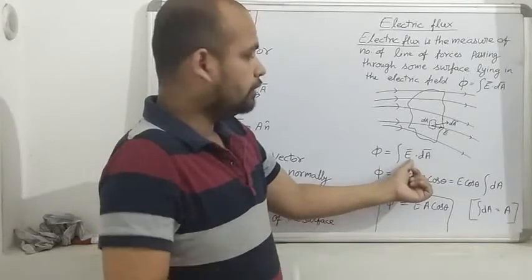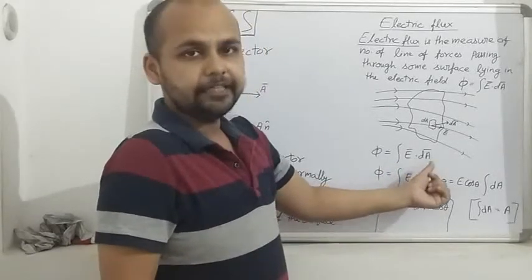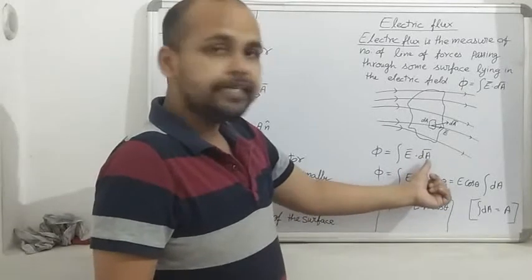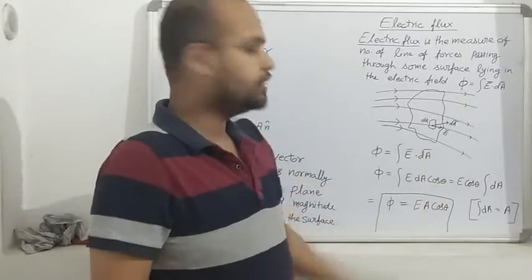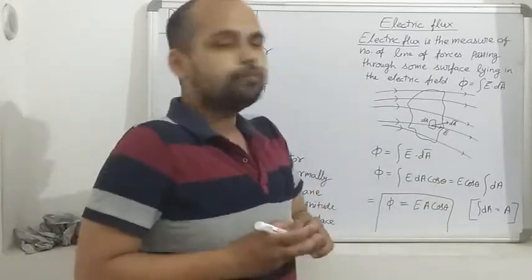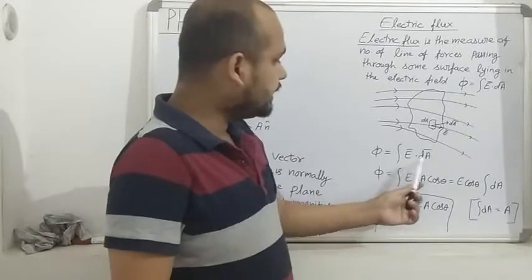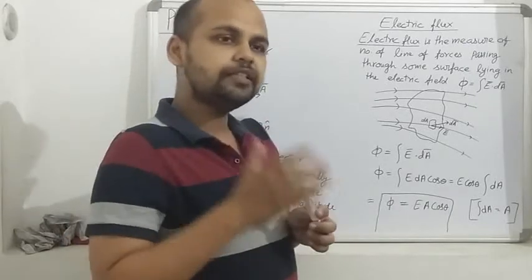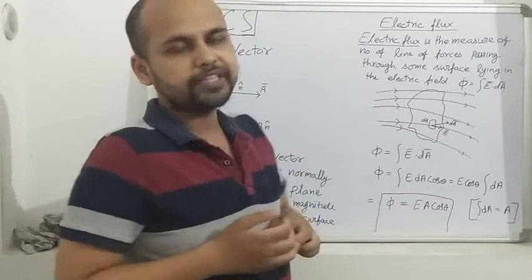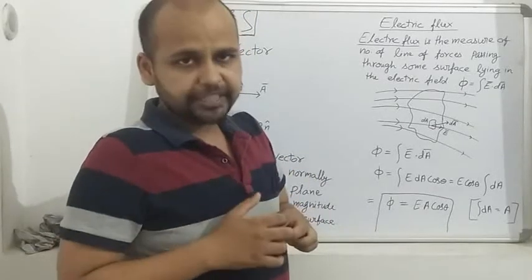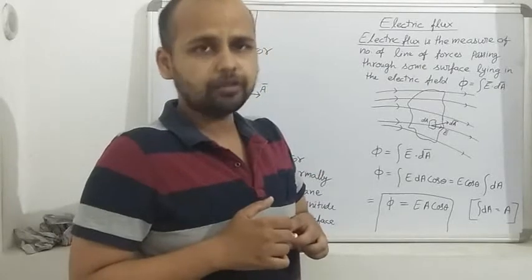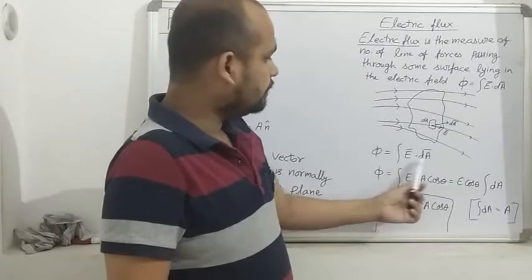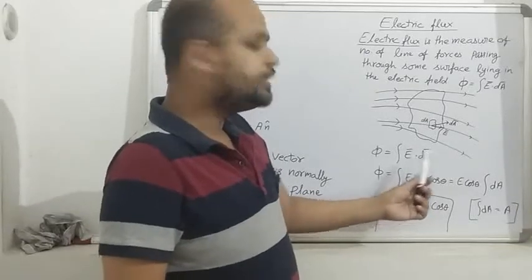Here remember that I am saying E dot dA. E dot dA means that between E and dA we are applying the dot product. We know that if there are two vectors A and B, the dot product of those two vectors will be AB cos theta, because for the dot product we take cos theta. Therefore, between E and dA vector, when we apply the dot product, we get E dA cos theta.